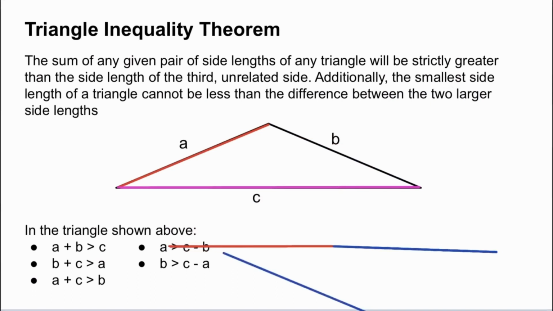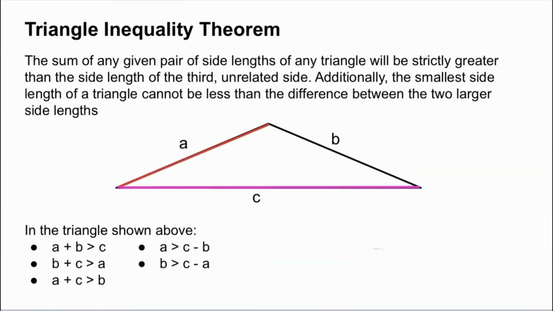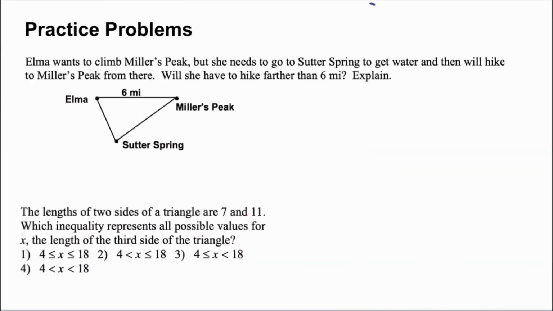And additionally, the smallest side length of the triangle cannot be less than the difference between the two larger side lengths, because it's almost as if you have negative length at that point, and it just doesn't make sense to have a negative length. So that's basically what I'm getting at with this triangle inequality theorem. I think it'll be better if I were to show it in practice with a practice problem.